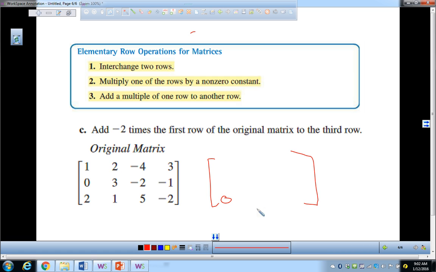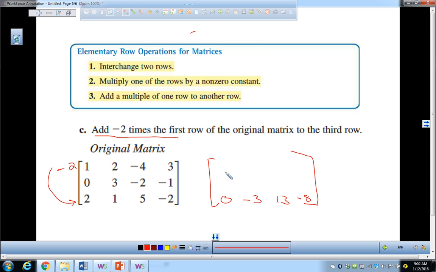Negative 2, negative 3, then, yeah, it says add negative 2 times the first row. So I'm going to take this, multiply it by negative 2, and add it to this, right? 13. That's correct. And negative 6 plus negative 2 makes negative 8.